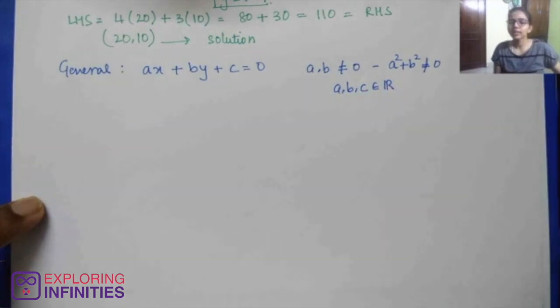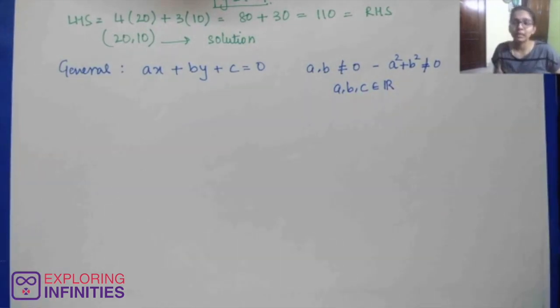So what exactly happens when a or b becomes equal to 0? If a becomes 0, the entire ax term becomes 0, so you have by plus c equal to 0, and as you know, that's a linear equation in one variable. So the entire concept of a linear equation in two variables just vanishes if a or b becomes equal to 0. Similarly, if b becomes equal to 0, we again have a linear equation in one variable. So in general, ax plus by plus c should be equal to 0, where a and b should not be equal to 0.